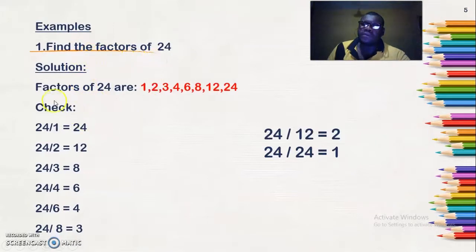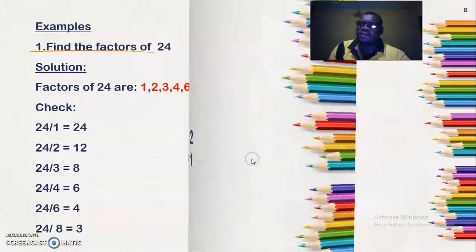Factors of 24 are 1, 2, 3, 4, 6, 8, 12, and 24. If you divide 24 by 1 it gives you 24 without any remainder. 24 divided by 2 gives you 12, 24 divided by 3 gives you 8, 24 divided by 4 gives you 6, 24 divided by 6 gives you 4, 24 divided by 8 gives you 3, 24 divided by 12 gives you 2, and 24 divided by 24 gives you 1, all without any remainder.